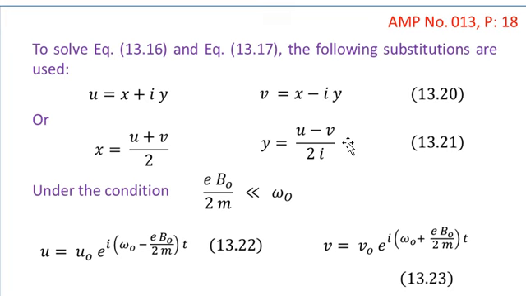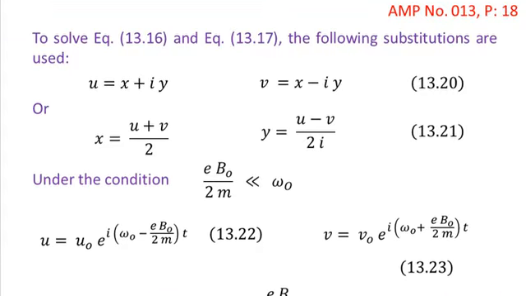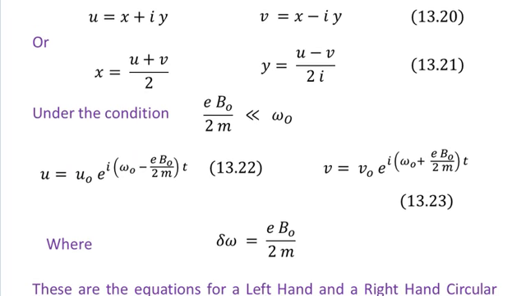If you make these two substitutions in the previous differential equations, that is, equation numbers 16 and 17, and solve them simultaneously under the condition that e B naught over 2m is less than omega naught, that is, you choose a moderate value of the magnetic field so that this inequality holds, then you can write down these two solutions, because they have been obtained under this approximation.